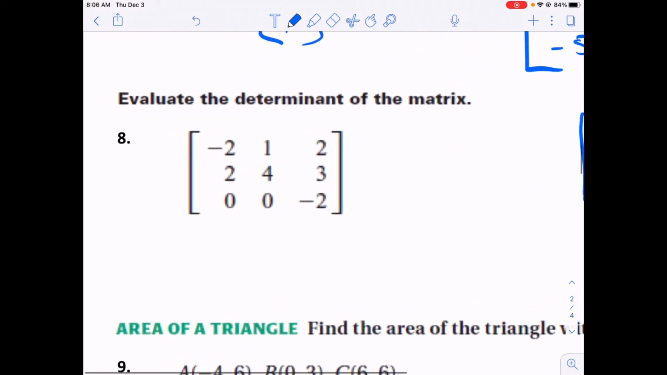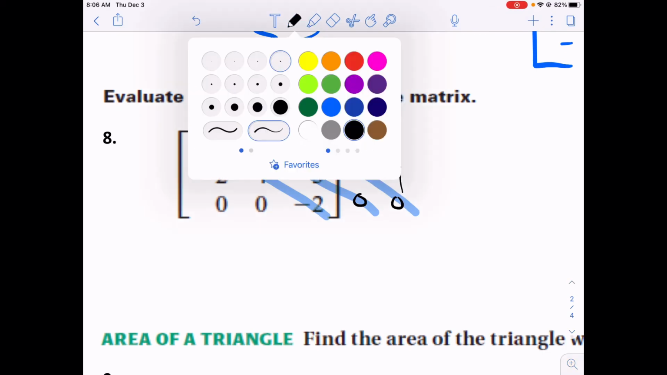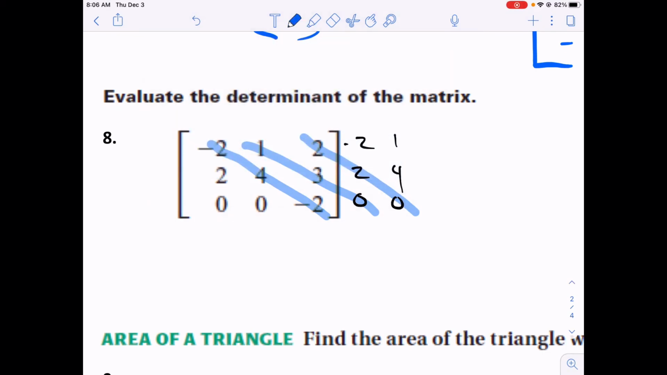All right, now they want you to find the determinant. Just find the determinant. Again, just stuff we just did. So again, you're going to have to first write those first 2 columns down again. So negative 2, 2, 0, 1, 4, 0. And then, of course, we're going to do our little diagonals. There's 1, 2, 3. And let's get the colors here for you to keep things consistent. So I'm going to multiply those out.